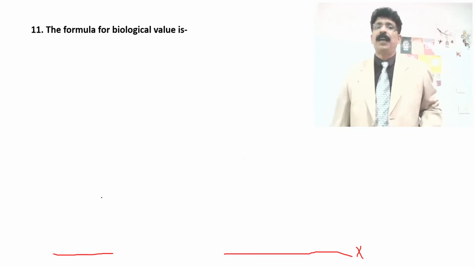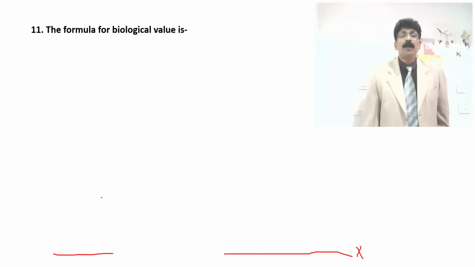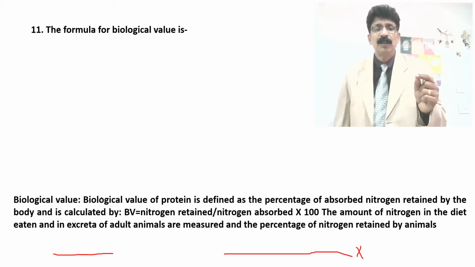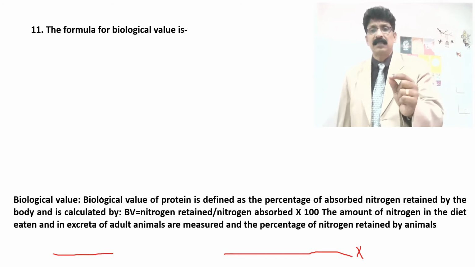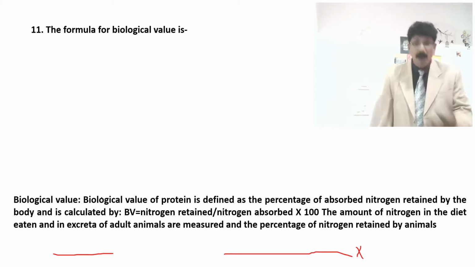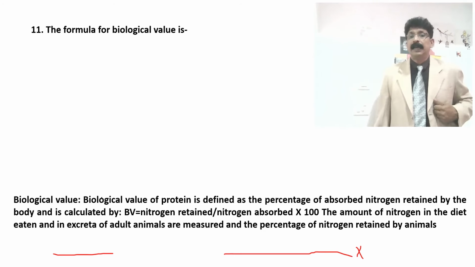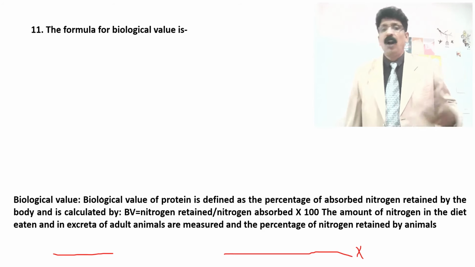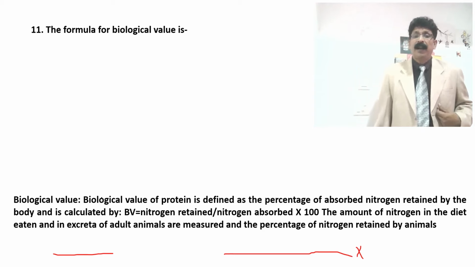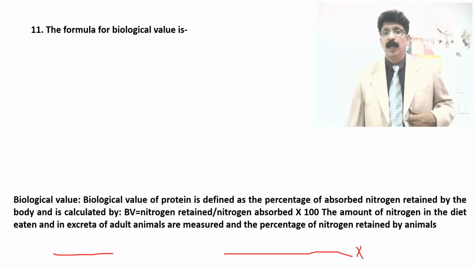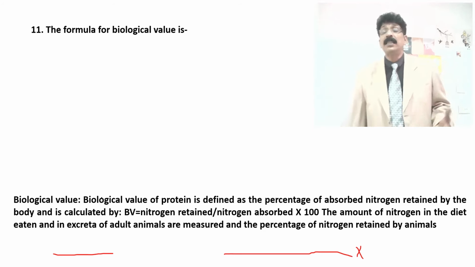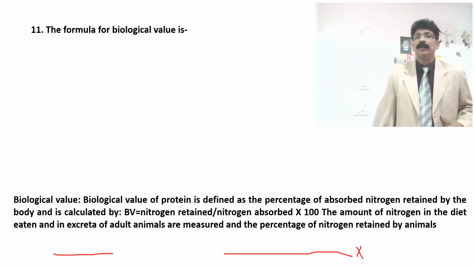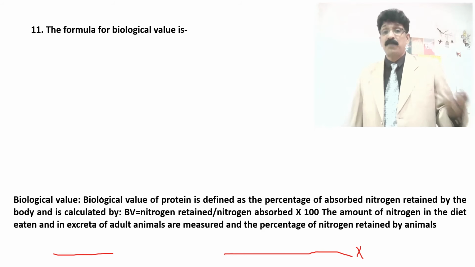Another question also they have asked. Number 11, the formula of biological value, BV. Biological value of protein is defined as the percentage of absorbed nitrogen retained by the body, and it is calculated by: biological value is equal to nitrogen retained in our body divided by nitrogen absorbed in our body into 100. So we should know what is nitrogen retained in our body and what is nitrogen absorbed in our body.